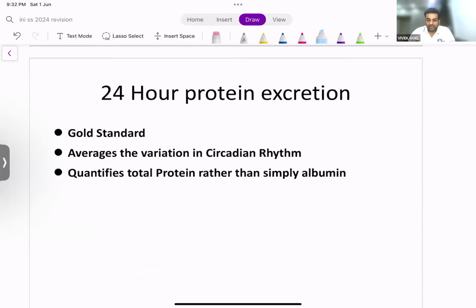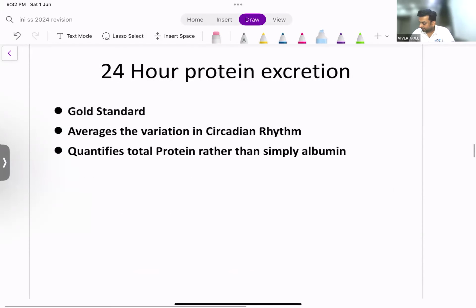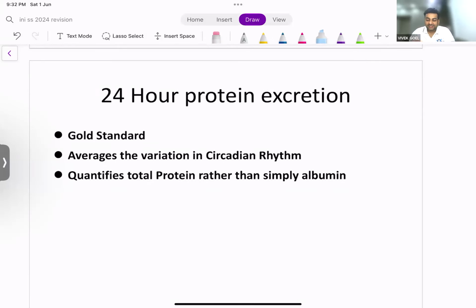Now, 24-hour urinary protein excretion, as I said, why is it the gold standard? Because it averages the variation in circadian rhythm, because you know that your protein excretion can vary from day to night, depending upon your posture, depending upon the various sympathetic surges. There is even something known as orthostatic proteinuria, which we will discuss in future classes. That is why it is an average of the circadian rhythm, and it quantifies the total protein rather than only the albumin. So that is why it is the gold standard.